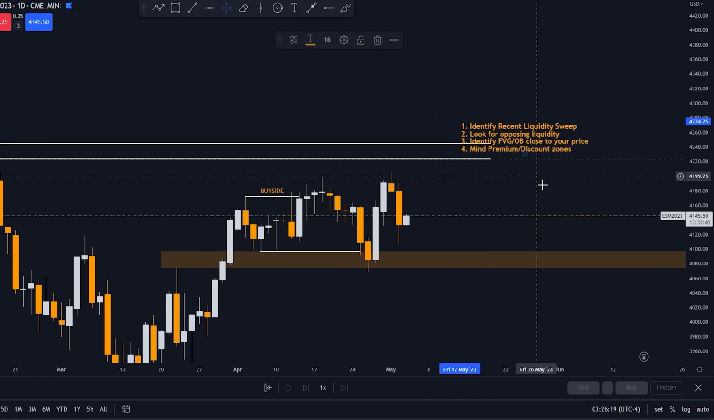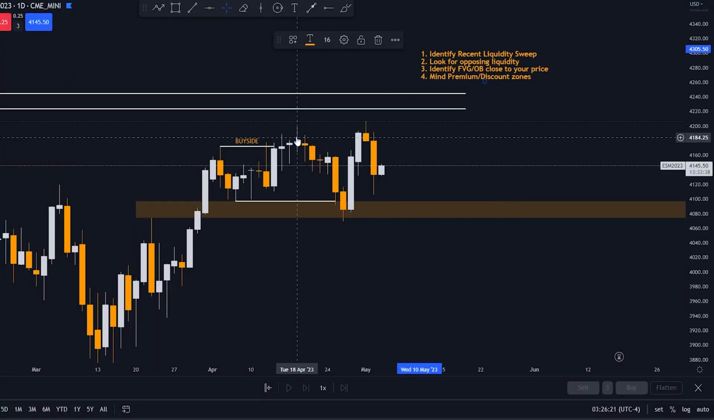So you want to look for a recent liquidity sweep. We took the liquidity here. Now we're targeting the low. Now we took this liquidity. You want to also look for fair value gaps and order blocks where the price could reverse. So fair value gaps here. This is the weekly fair value gap too.